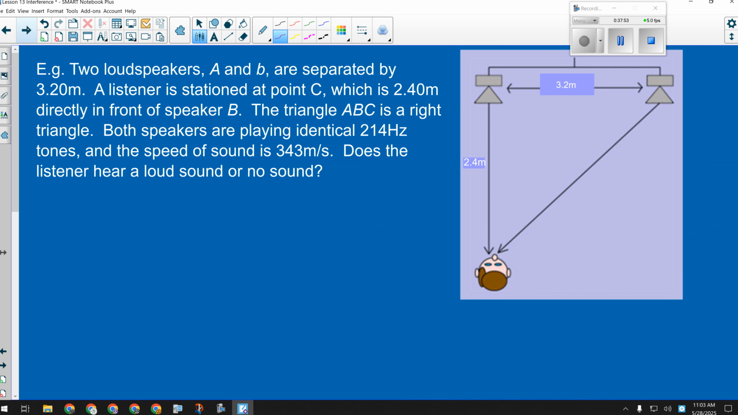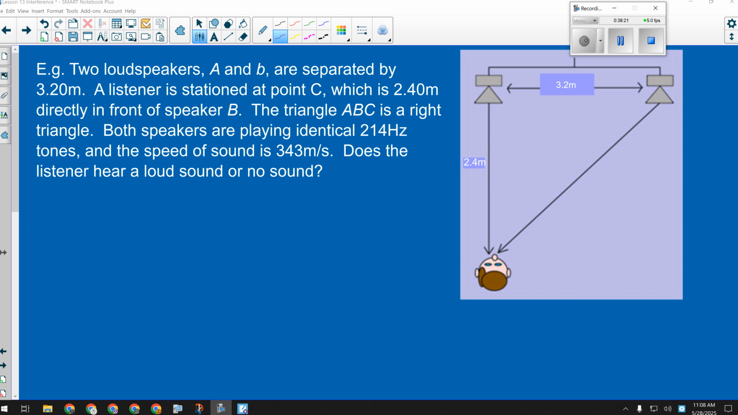Okay. Copy this example down. This is what we call a 2-speaker interference question. There's always one of these on the unit exam because it deals with interference, speed of sound, universal wave equation, and Pythagorean theorem. Okay, give you a few minutes to get that copied down, and then we'll walk through how to solve it.